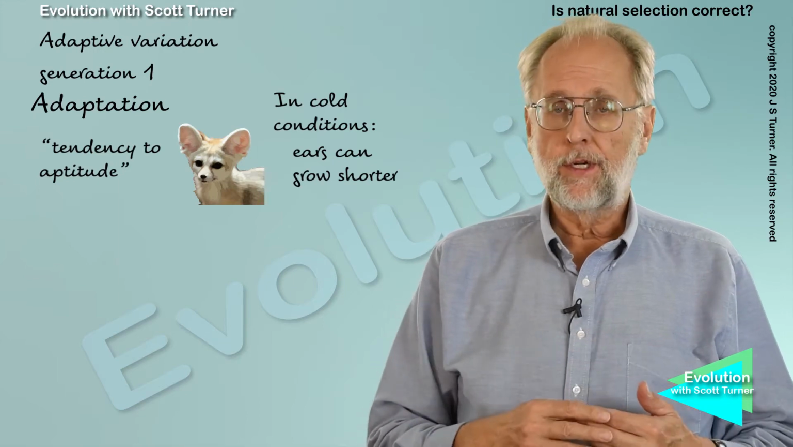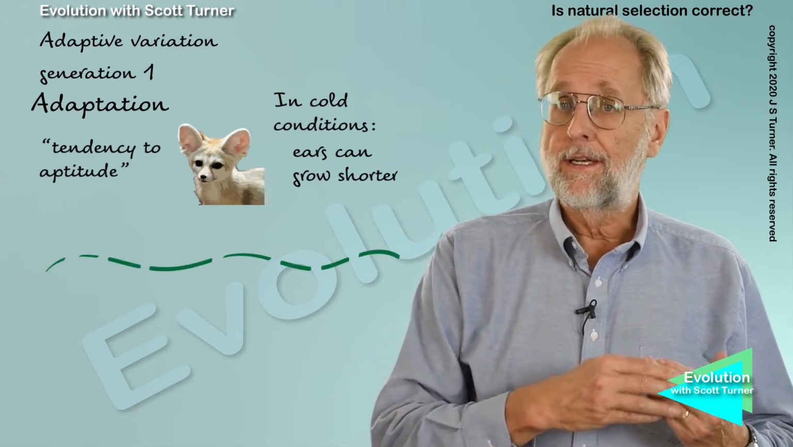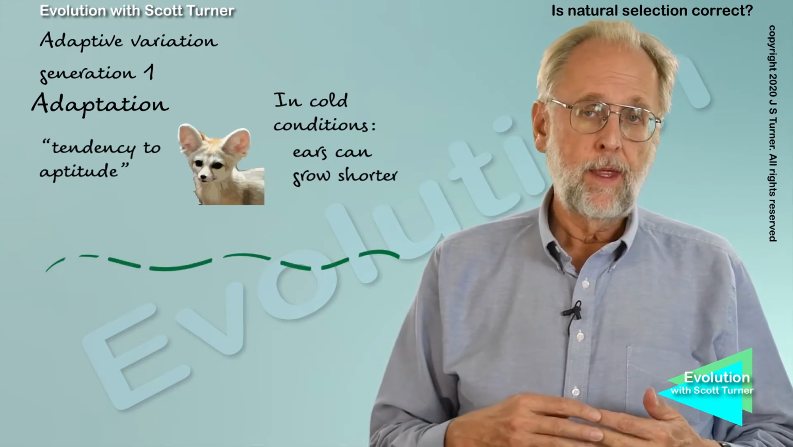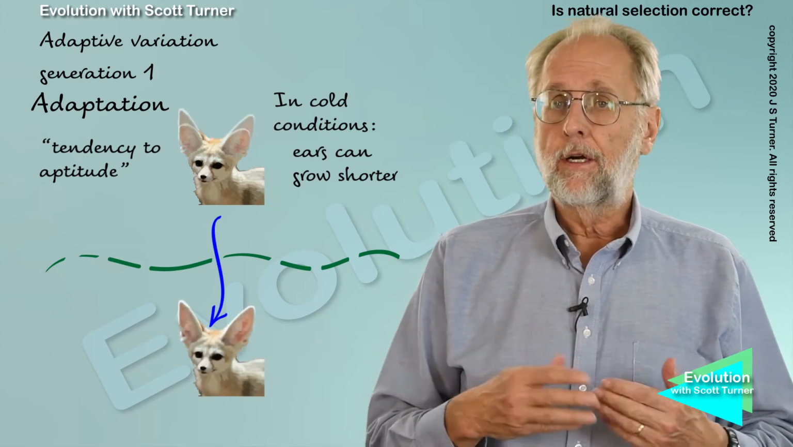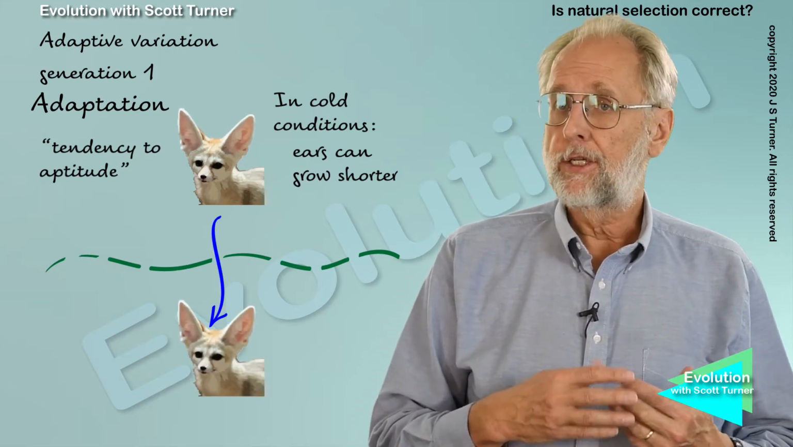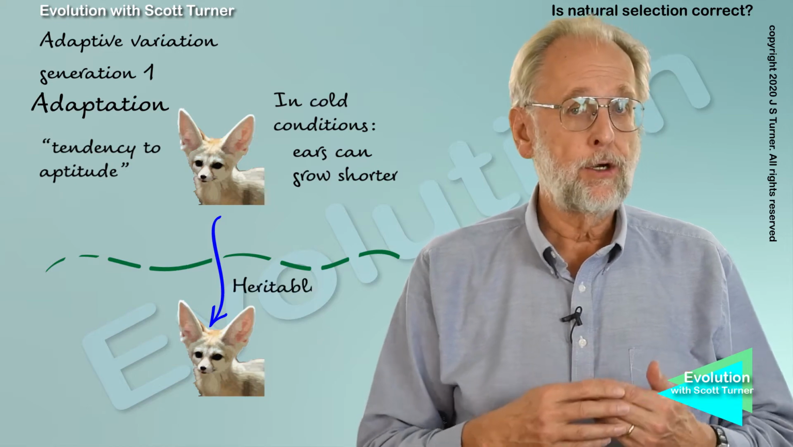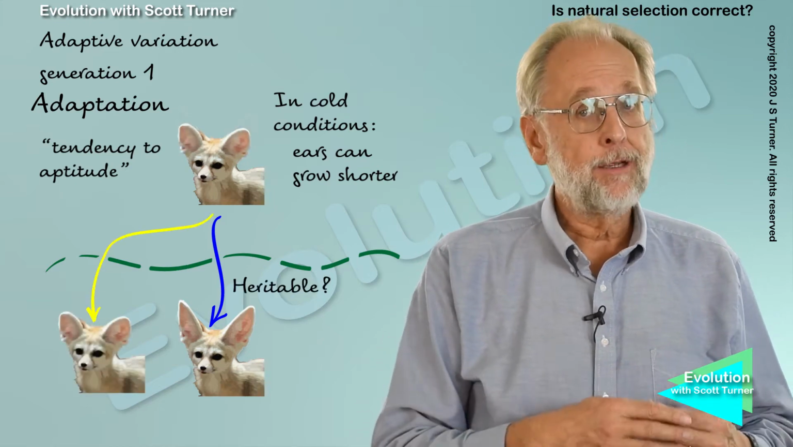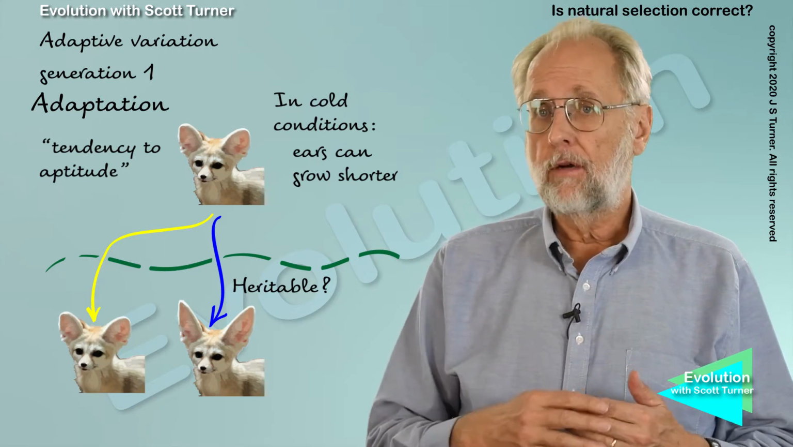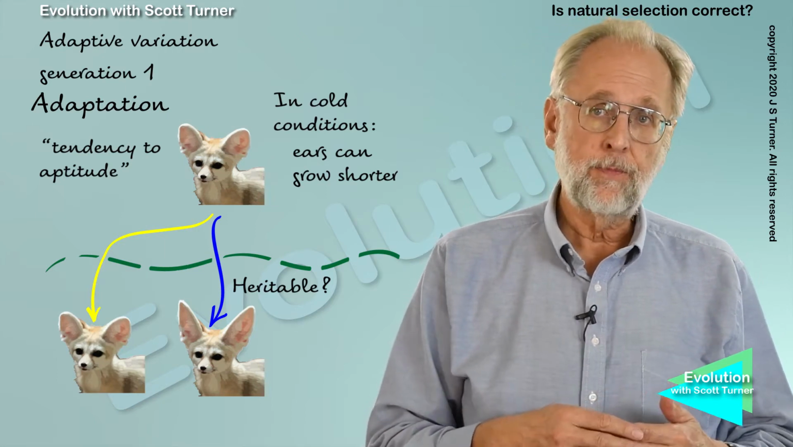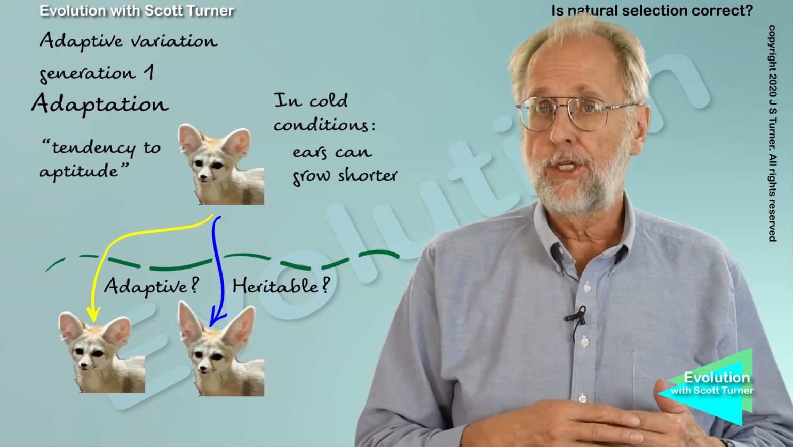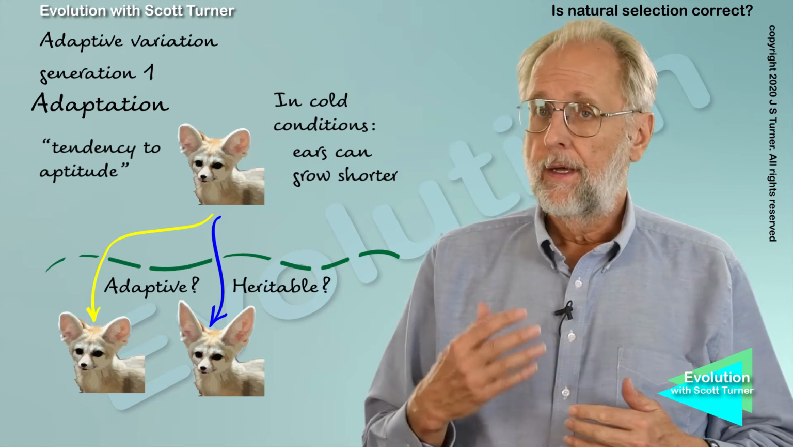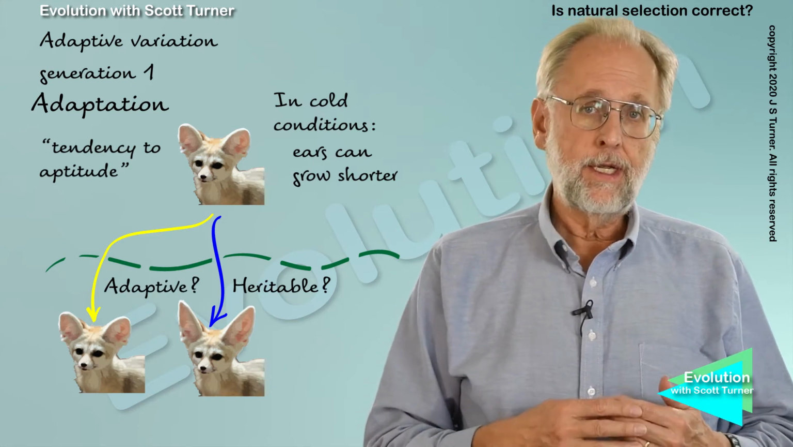Okay, here's a question. What happens when these adapted fennecs reproduce? Will the next generation inherit the long ears of their parents? That is, will ear length be strictly heritable? Or will the ears of the next generation reflect the adaptation of the parents and start off with overall shorter ears? In other words, will adaptation be inherited? Here's the dilemma for Darwin's idea.